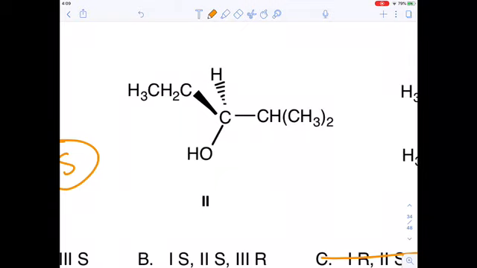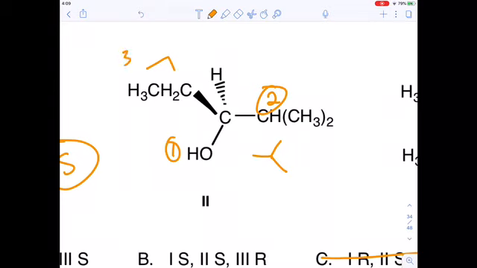Moving on to 2, alcohol is going to have the highest priority because it goes halogens, then carboxylics, and then alcohols, because you want the highest O character first. Okay, so O is going to be number 1, and then you're comparing a CH2CH3 versus a CH with 2 methyls coming off of it. So this is what these would look like.